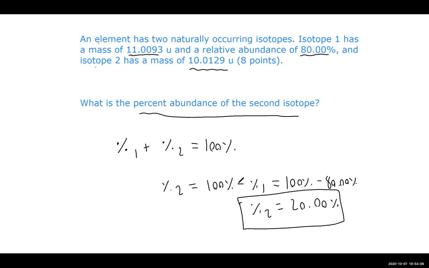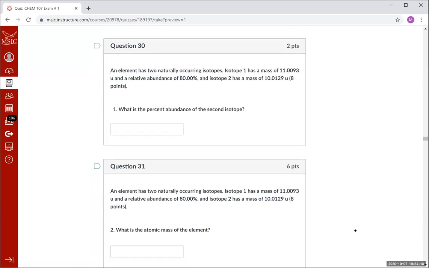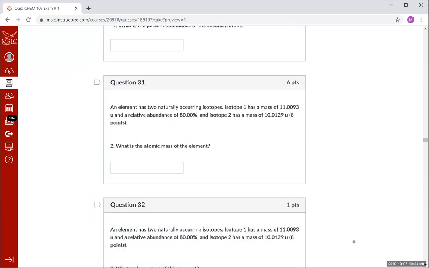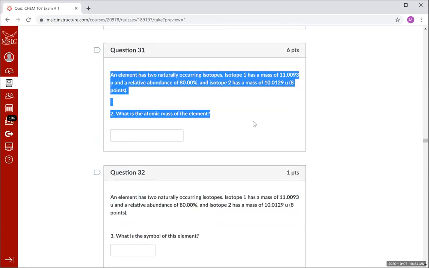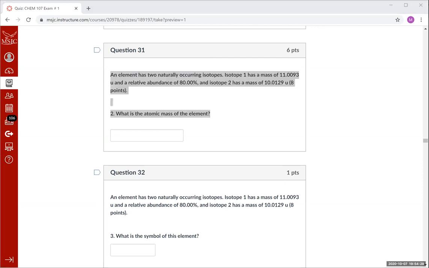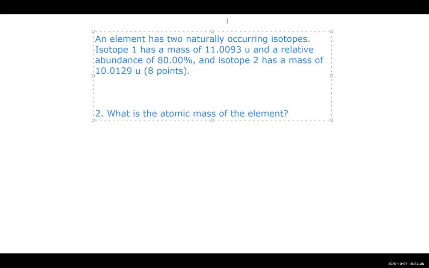Okay, perfect. So let's look back at the exam and tackle the next part of this multi-part question. We're next asked to calculate the atomic mass of our element. Don't worry, we actually have enough information here. I shared the whiteboard once again, and let's write all of the data that we have.